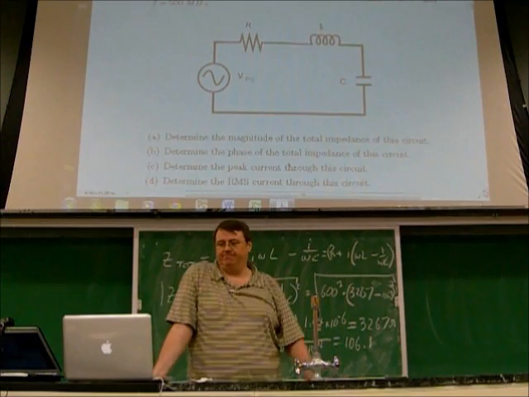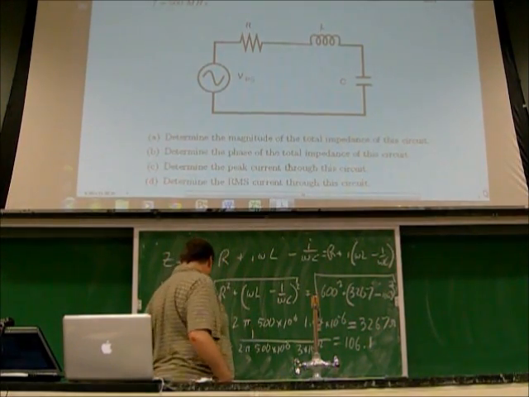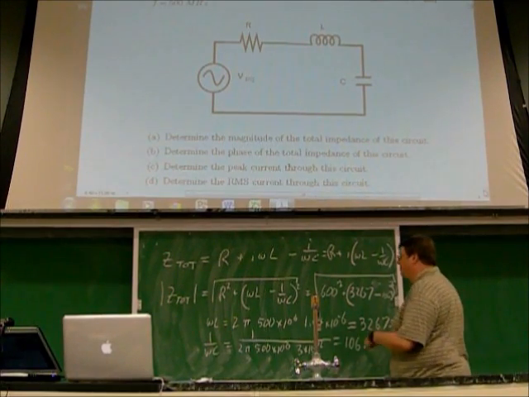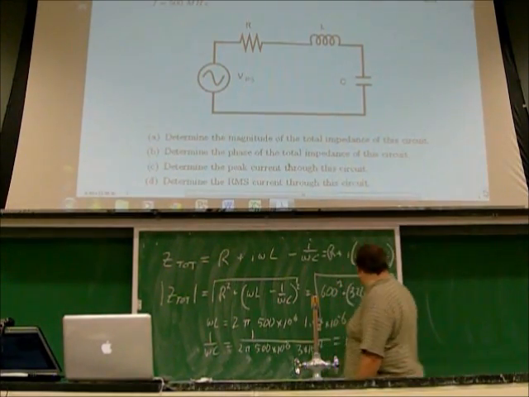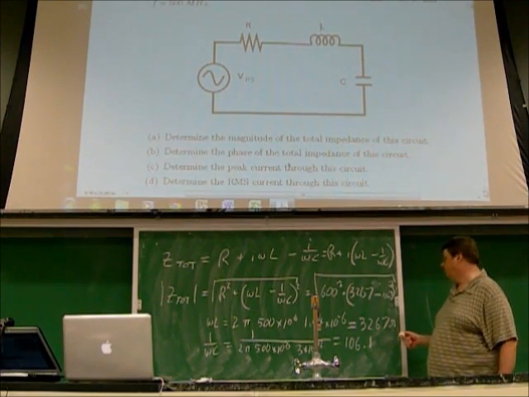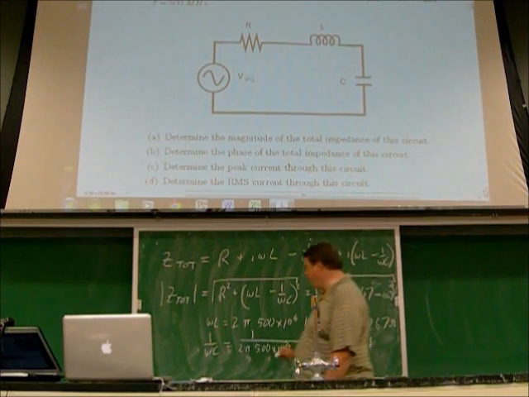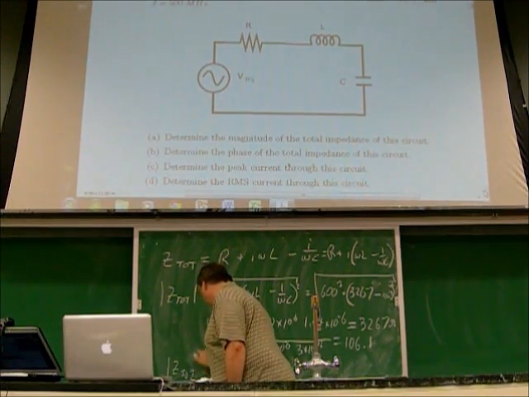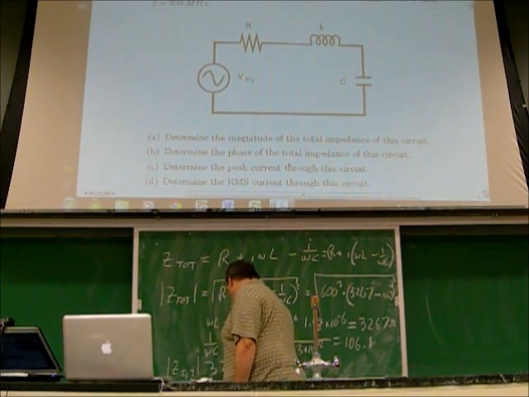Okay, all set? So, we need one more thing. We need the phase. Yeah, we didn't answer that. Oh, we didn't get an answer. The answer is 3217. So the magnitude of Z total is 3217 ohms.